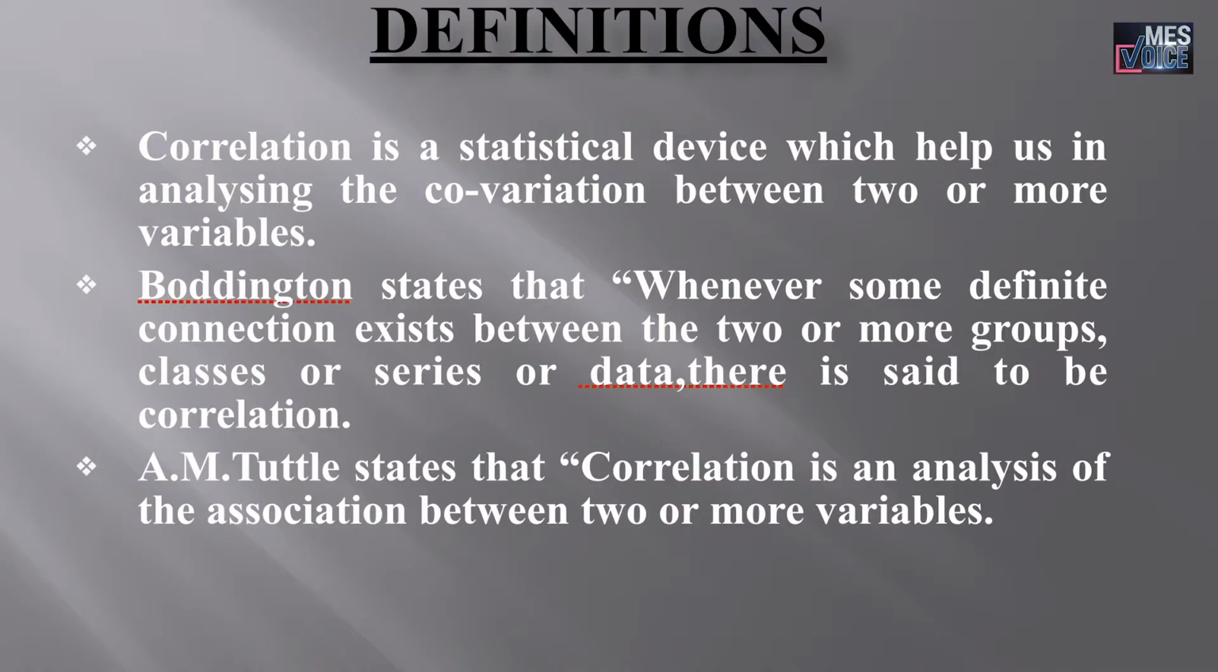Different people defined correlation in different ways. According to a famous statistician, Boddington, whenever some definite connection exists between two or more groups, classes, series or data, there is said to be correlation. According to another famous statistician, A.M. Tuttle, correlation is an analysis of association between two or more variables.